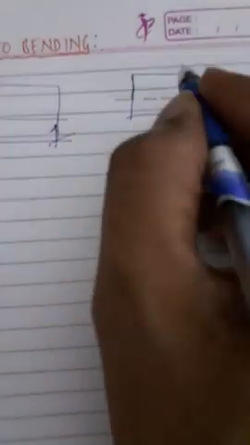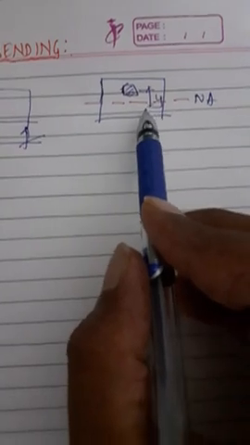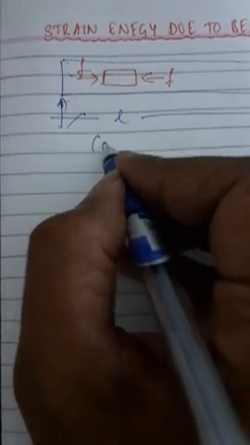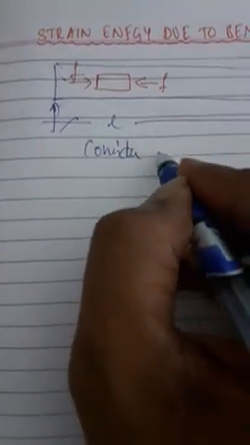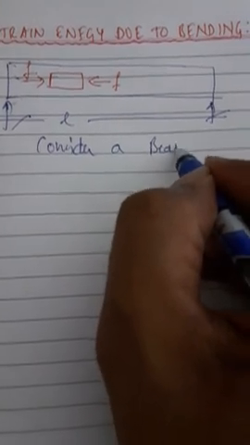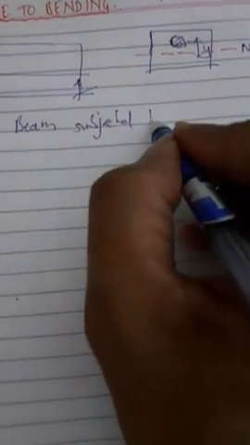Let this be the neutral axis. Consider the element which I have considered, it is here. Let this be at a distance of y. Let this be neutral axis. A small element at distance y, this is the neutral axis. Consider a beam element subjected to pure bending.